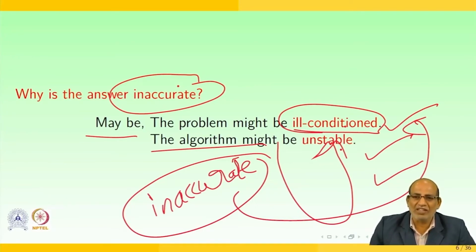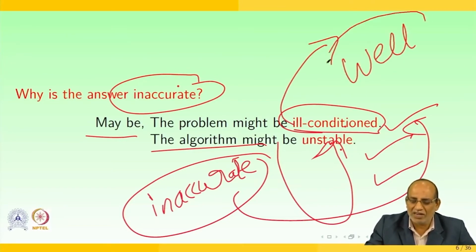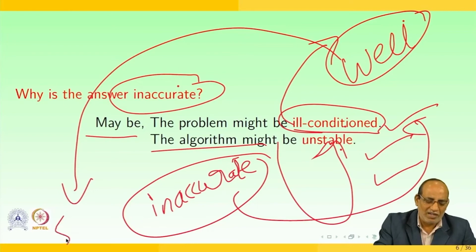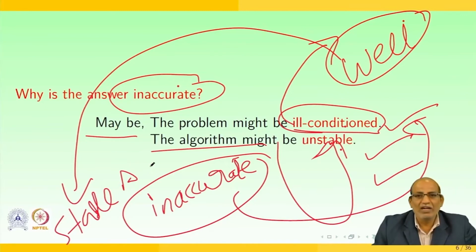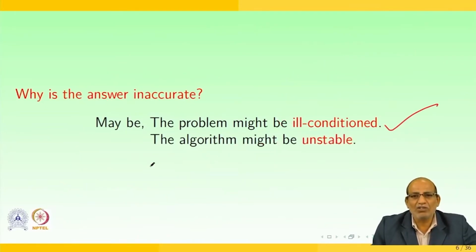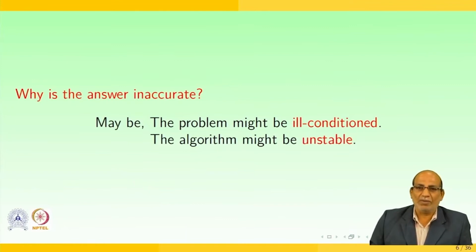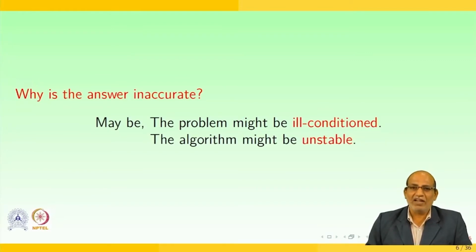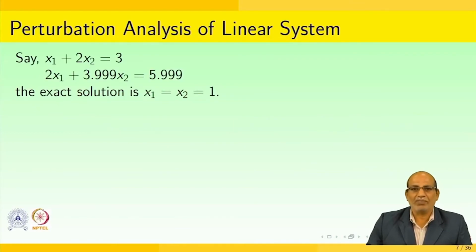But unfortunately, in many realistic situations, the physics of the problem forces us to model an ill-conditioned system. That means, how do you bring this ill-conditioned system into a well-conditioned system so that you are able to get a stable algorithm? When you get this stable algorithm, it will lead to a stable solution. Why is the answer inaccurate? The problem might be ill-conditioned. The algorithm might be unstable. So in either case, you do get inaccuracy.